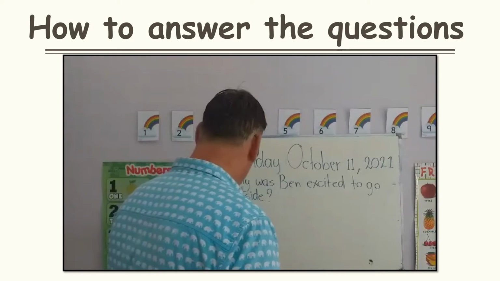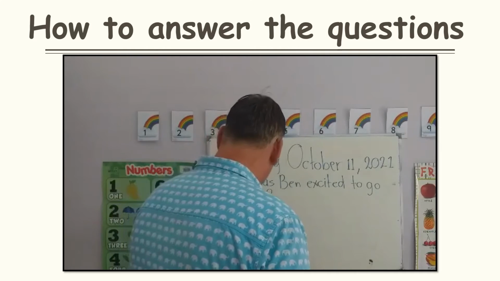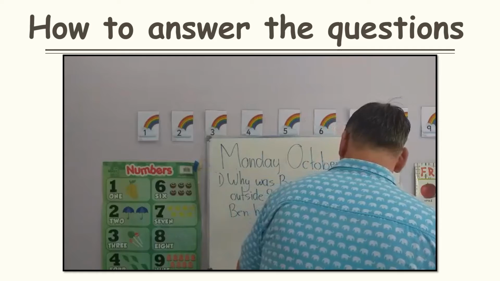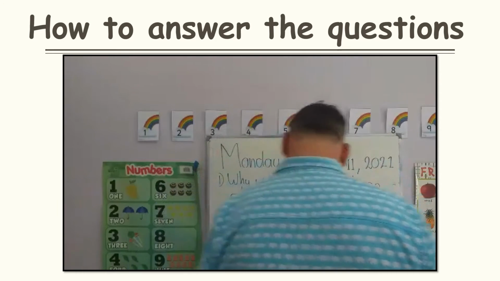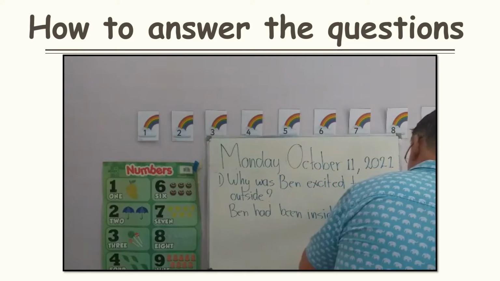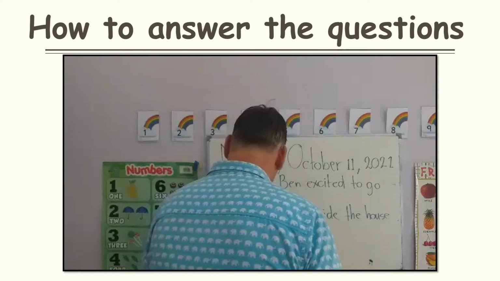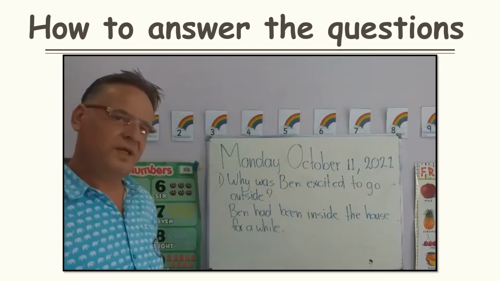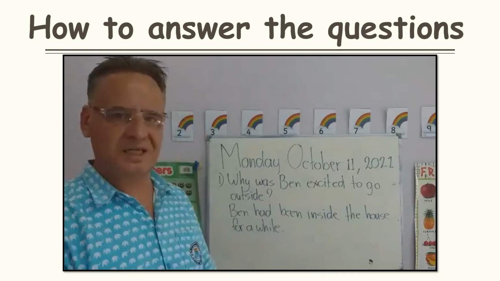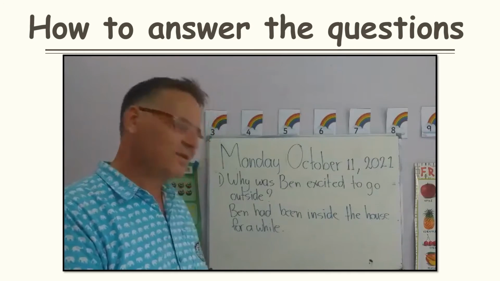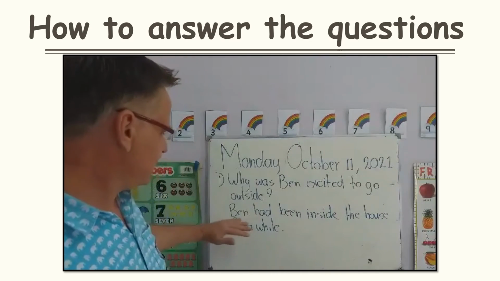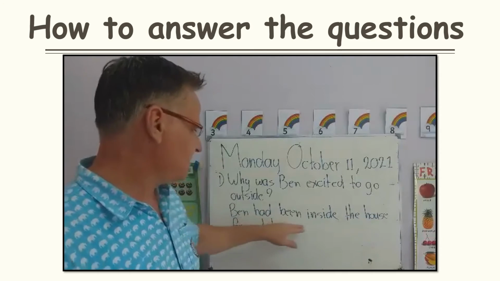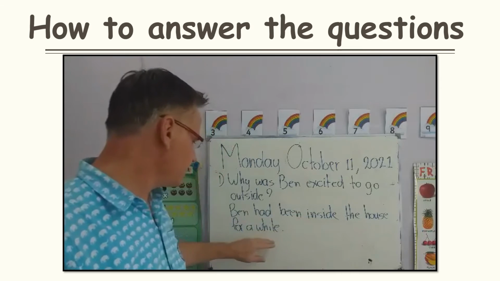The correct way to answer is, Ben had been inside the house for a while. Okay, we know that Ben was in the house for a while because the story says it had been a long winter, and when spring came, Ben was so excited to go outside because he stayed inside. So I want you to answer it like this. Ben had been inside the house for a while, or Ben had been inside the house for some time.